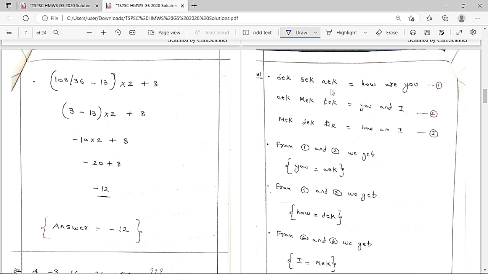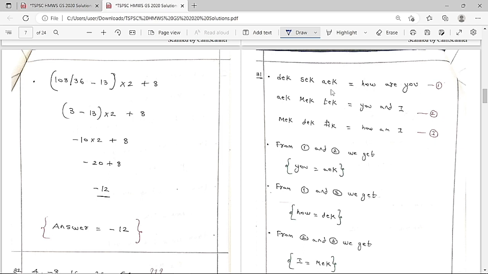Similarly, from 1 and 3: "how" is there in both, R is there in one and not in the other, U is there in one and not in the other. So what is common here? "How". Try to figure out the common code here also. Here "dek" is there, and here "dek" is also there. There is no "sek" and no "ek". So we can say "how" means "dek", comparing 1 and 3.